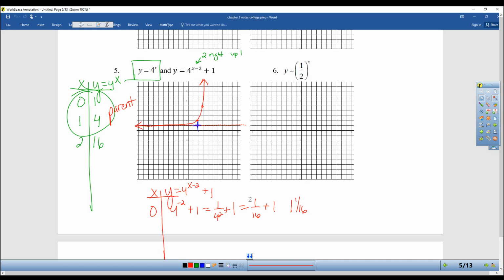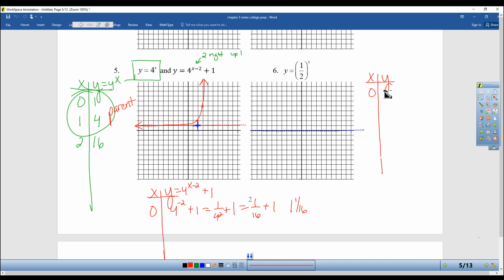So number 6 is a little bit tricky. I'm going to show you 2 different ways to do it, and hopefully one of the ways you will enjoy. So one way is to still make your parent graph. This hasn't been shifted left, right, up, or down, which means it's definitely going to have an asymptote right there because it hasn't gone up or down. And you can still plot a few points.